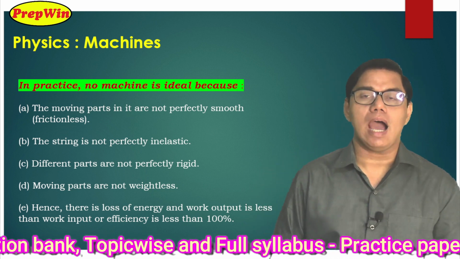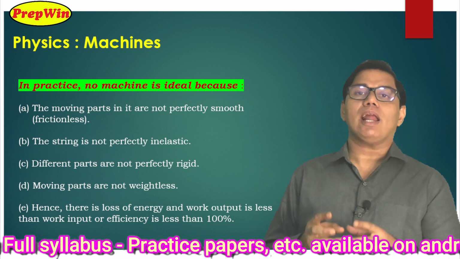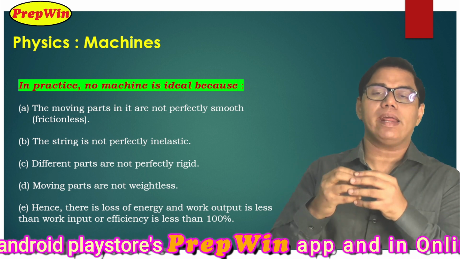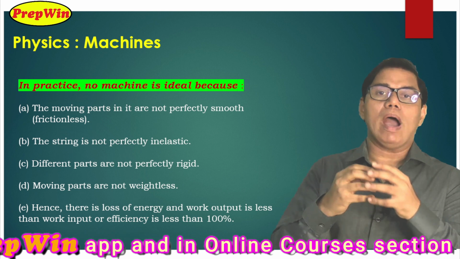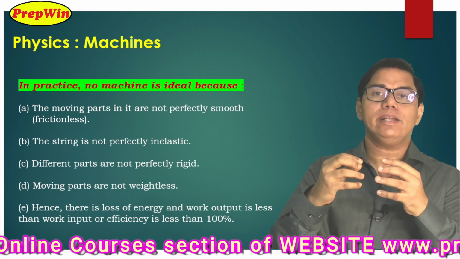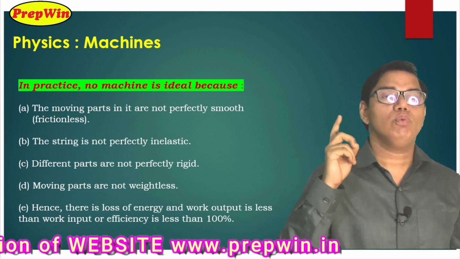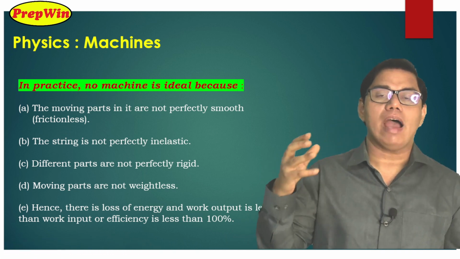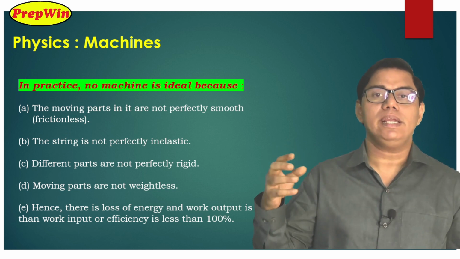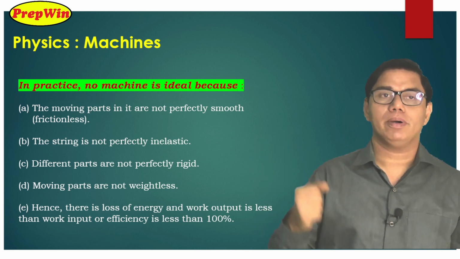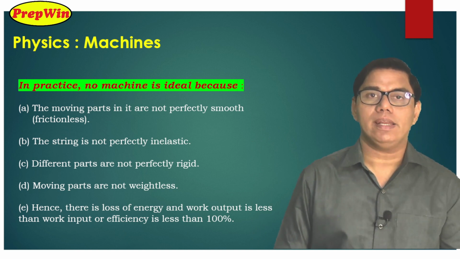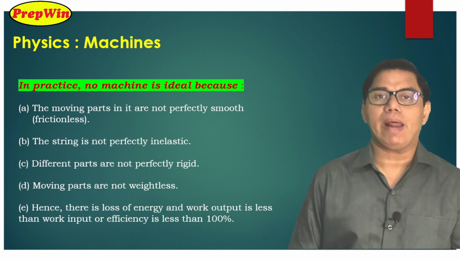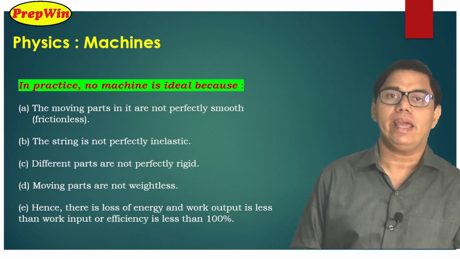Any and every machine is made up of different parts. Those parts are not perfectly rigid. They tend to change their dimension. They very easily get wear and tear. And as they become older and older, vibration in the machine increases, and that reduces the efficiency further. Also, these moving parts are not weightless or massless. They have their own mass, and the machine has to overcome that mass. So that also leads to efficiency less than 100%. Hence we have seen that there is a loss of energy and work output is less than work input. So efficiency in a practical machine is always less than 100%.